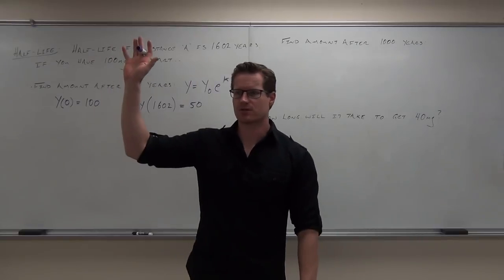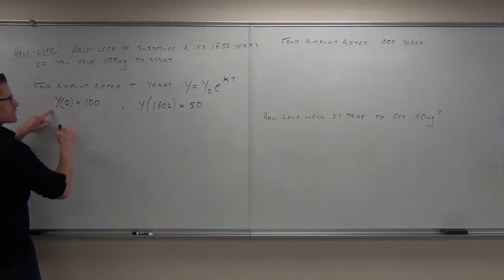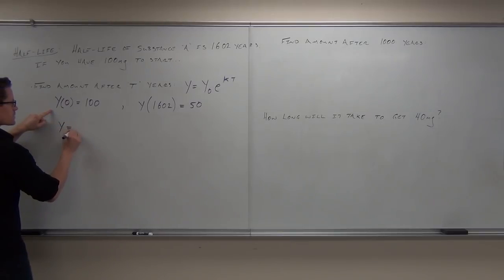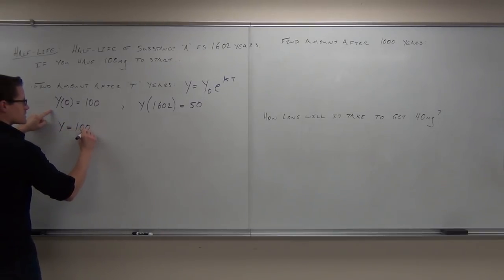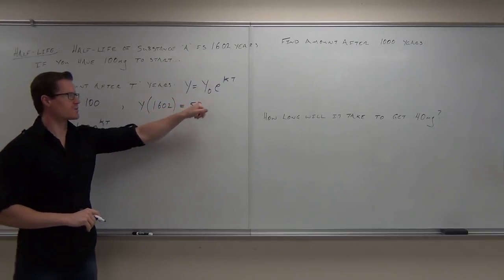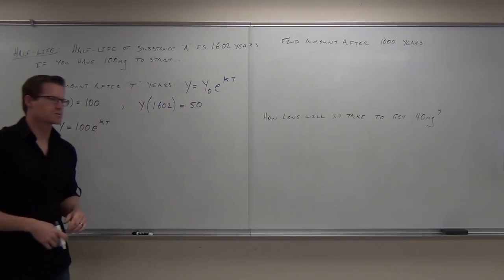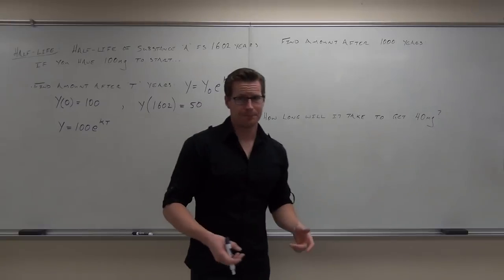Show of hands, feel okay with that so far? Well, now we start breaking it down. Okay, so if y of 0 is 100, that means that our starting amount is simply 100. Therefore, instead of y equals y sub 0, we go, our starting amount is 100 milligrams. Not a problem. Now what are we going to do?